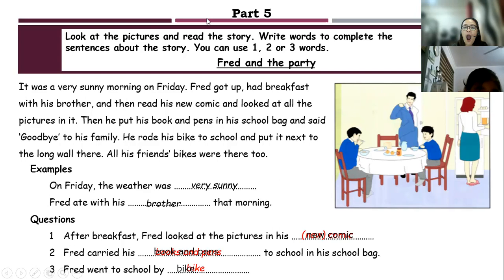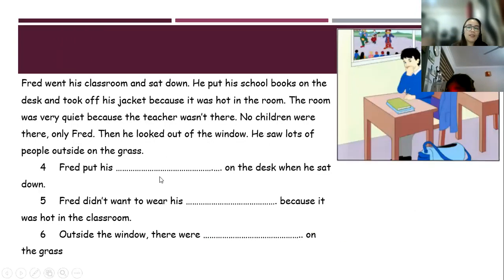After breakfast, Fred looked at the pictures in his new comic. Fred carried his books and pens to school in his school bag. Fred went to school by bike. Okay. The next.